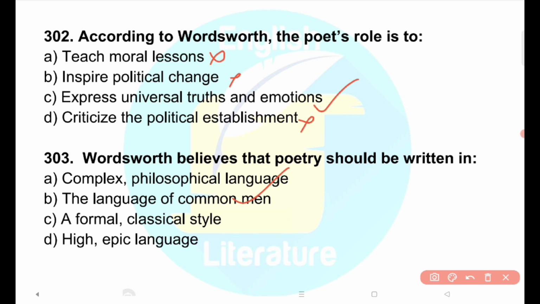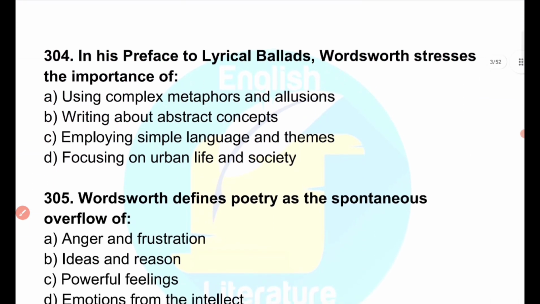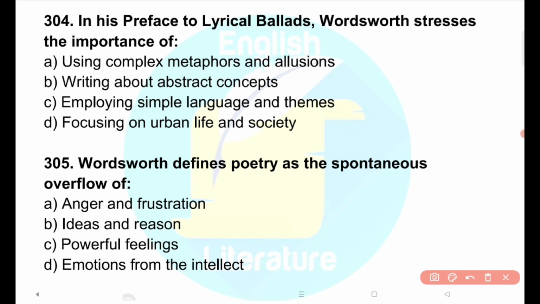Express universal truth and emotions. Wordsworth believed poetry should capture deep emotions and universal truth about human life. Preface to Lyrical Ballads. In his preface to Lyrical Ballads, Wordsworth stresses the importance of option C, employing simple language and themes. He wanted poetry to be a selection of the real language of men, making it accessible to all.